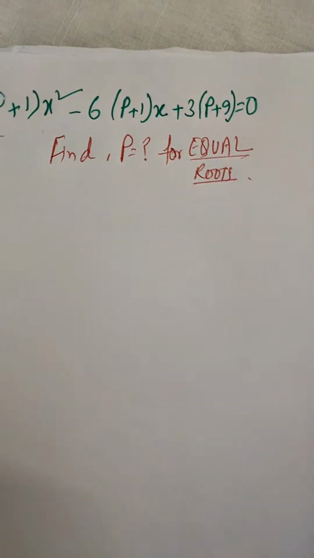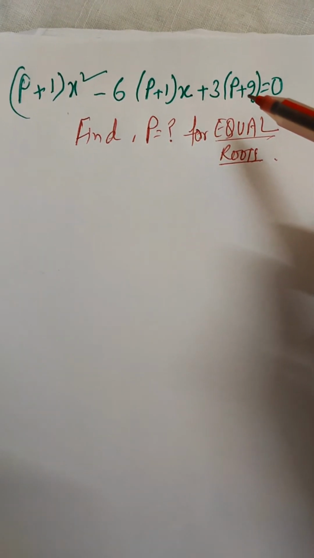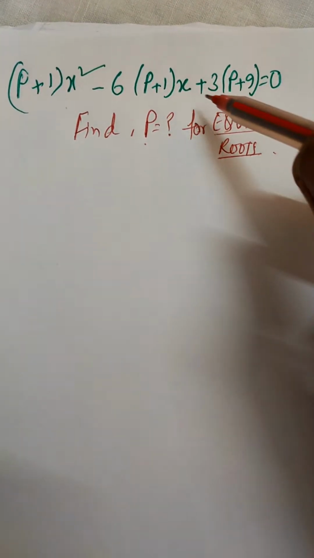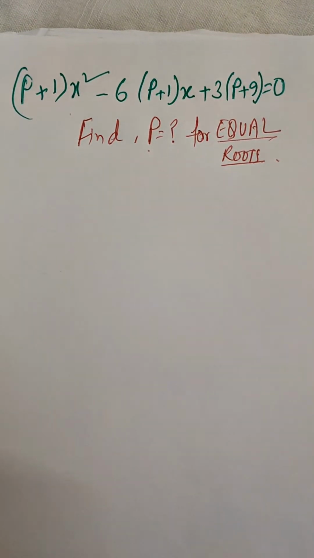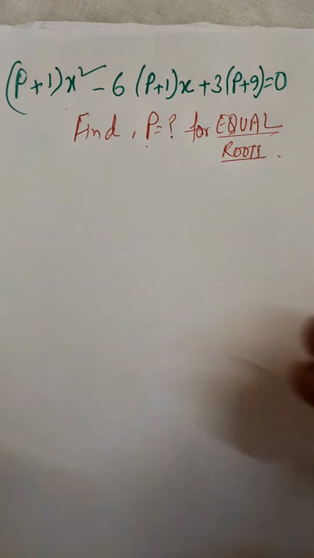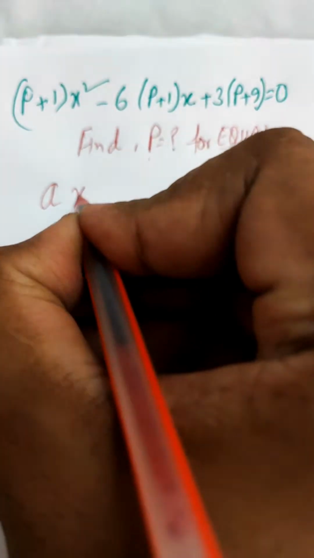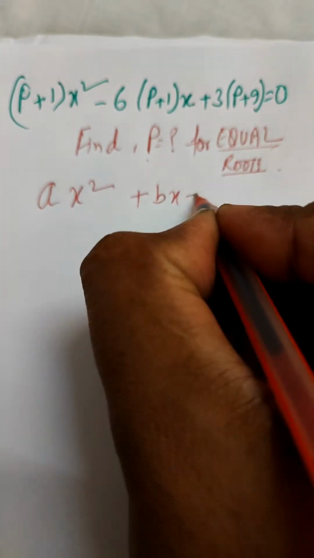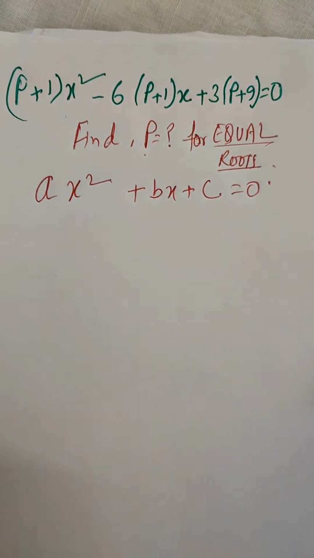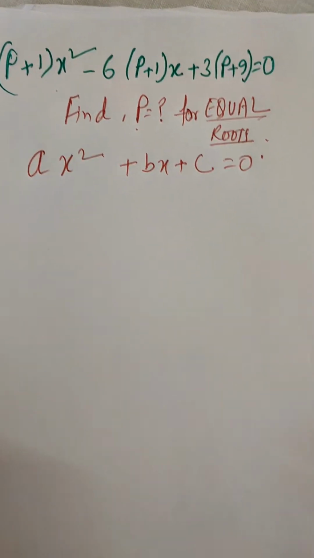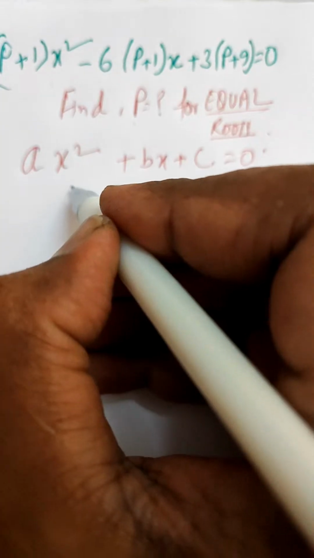You know, when a quadratic equation is solved, it has some solutions, and those solutions are called the roots of that quadratic equation. So we need to find the value of p for which the above quadratic equation has equal roots, right? So p plus 1 times x square minus 6 times p plus 1 x plus 3 times p plus 9 is the quadratic equation given to you. Let us do one thing. You know the standard form of quadratic equation, it's ax square plus bx plus c equal to 0. You remember, right? Then just do the comparison.